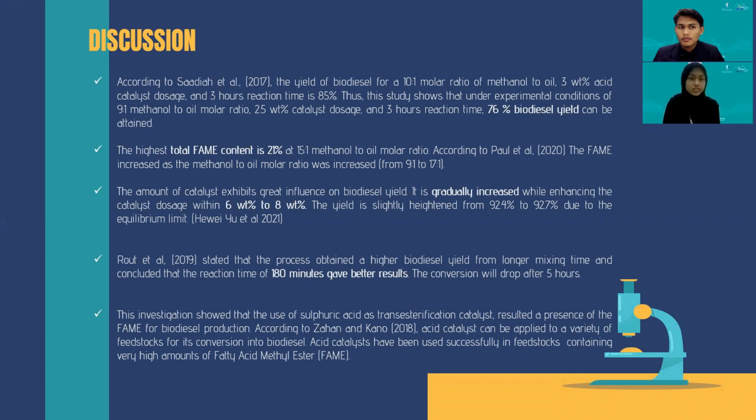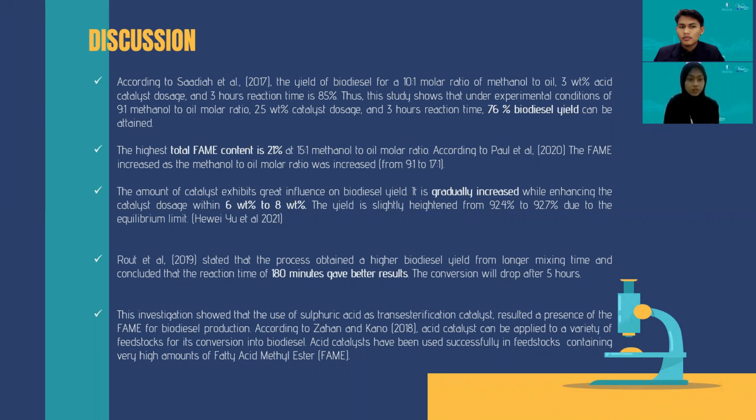According to Sadia et al. 2017, the yield of biodiesel for a 10:1 molar ratio of methanol to oil, 3 weight percent acid catalyst dosage, and 3 hours reaction time is 85%. Thus, this study shows that under the experimental condition of 9:1 methanol to oil molar ratio, 2.5% catalyst dosage, and 3 hours reaction time, we got 76% biodiesel yield. The highest total FAME content is 21% at 15:1 methanol to oil molar ratio.